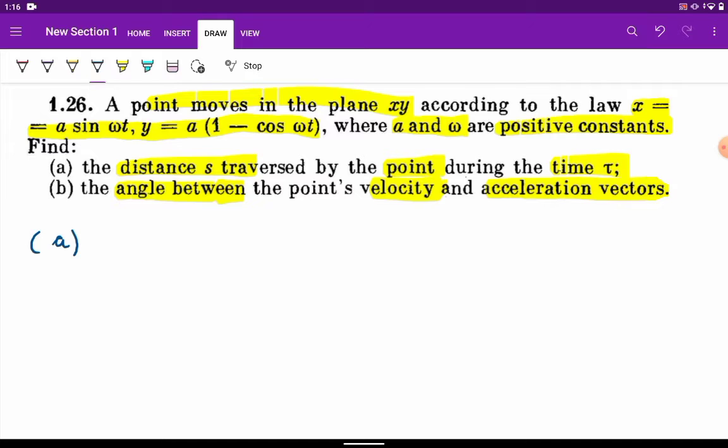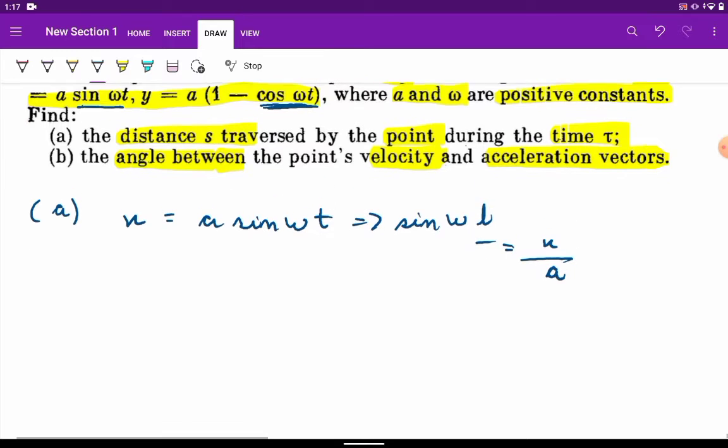So let's see. One observation to be made here is you have sine omega t and cos omega t. If you want to represent y in terms of x, you need to remove the terms which have t. So if we can remove sine omega t and cos omega t, we can basically write y in terms of x. One way to do it is, first of all, write x is equal to a sine omega t, right? The term with the t is x by a, which is sine omega t.